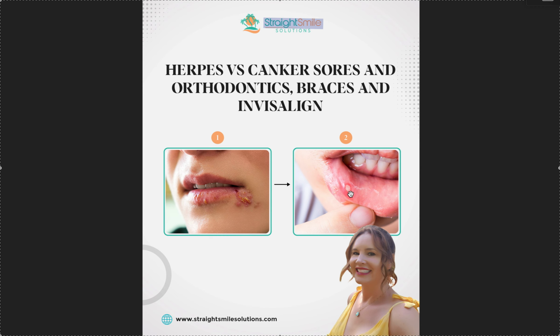Now, people get confused about the names, so I'm going to tell you the proper names. So your herpes is also known as the herpes simplex virus or oral herpes simplex virus, okay? This is a virus that is contagious. You get this from either kissing somebody, oral sex.